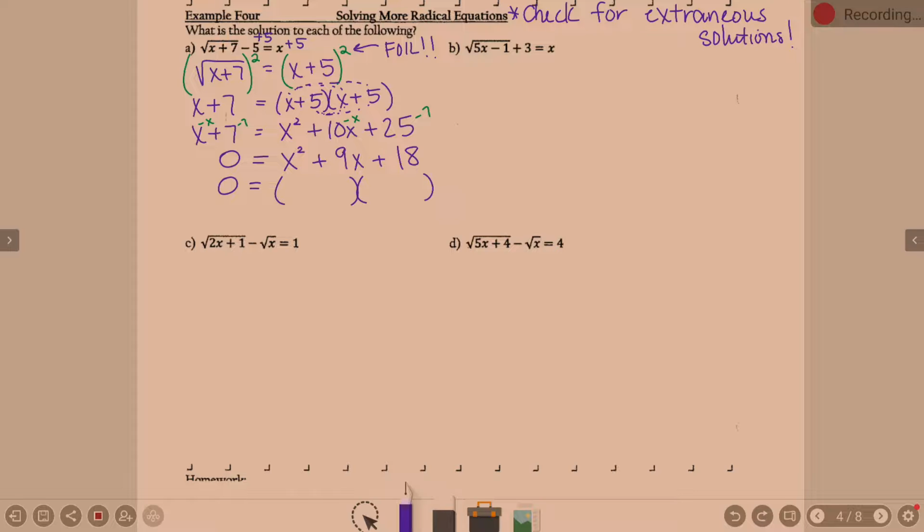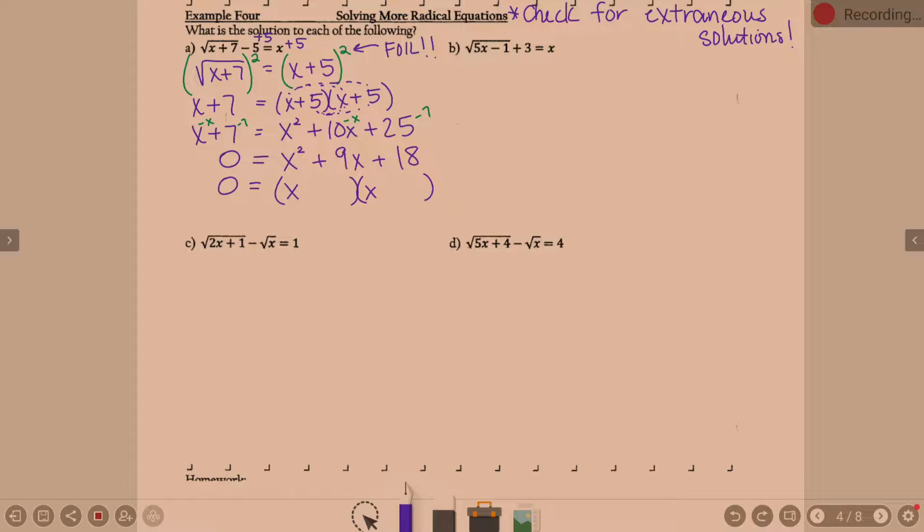Do you remember how to factor? X squared, what does x squared break into? You get x and x. These two numbers have to do two things for me. They have a product of one and the sum of the other. So I need two numbers that are going to multiply to be 18, so that means they have a product of 18, and they add to be 9.